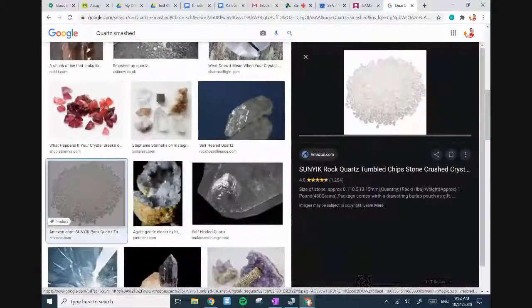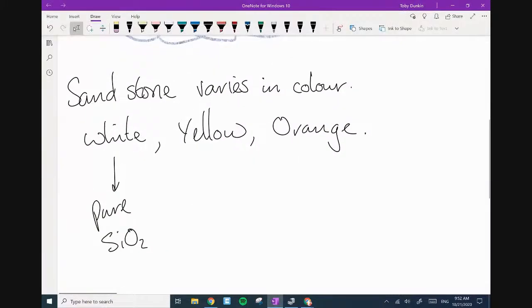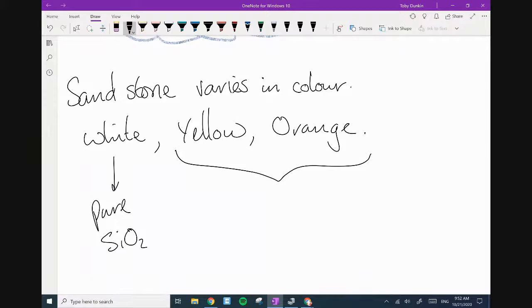And so there you go, white sand. If you ever go to a white sand beach, it's because it's pure quartz, which is kind of cool, really. And then what happens is you have impure quartz. These two, the yellow and orange, are because they have an impurity. The impurity is rust, iron(III) oxide. And that rust gives it the color.